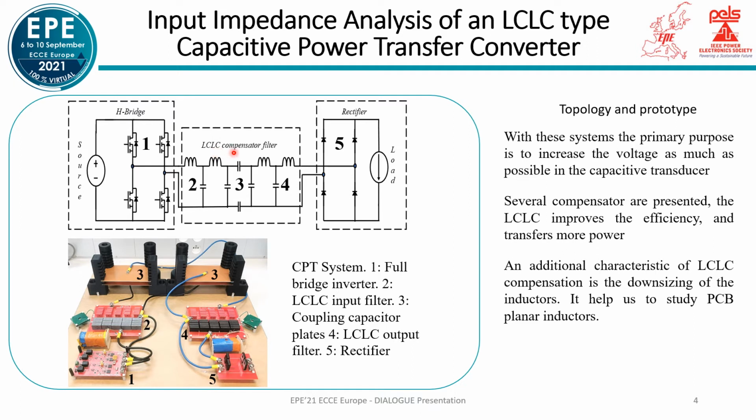There are several compensator filter topologies for this type of systems, and we chose the LCLC one because it has some characteristics. For example, it can deliver more power to the plates, to the transducer, and as a consequence, more power to the load. And also it helps to downsize the inductors. And with this downsizing, we will have less resistive losses, and also we were able to use PCB inductors.